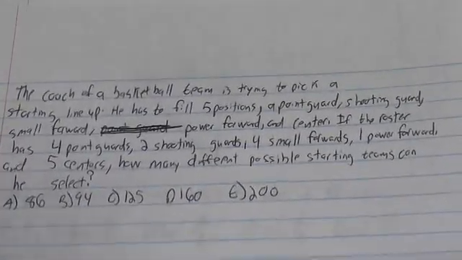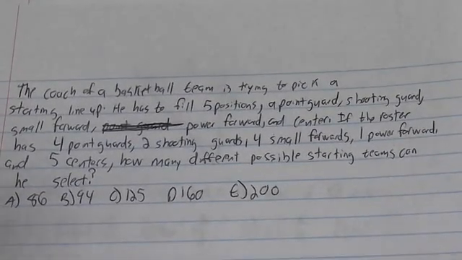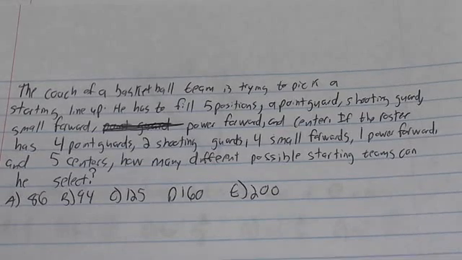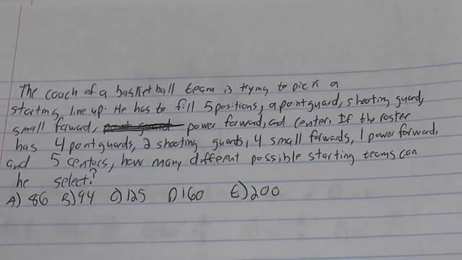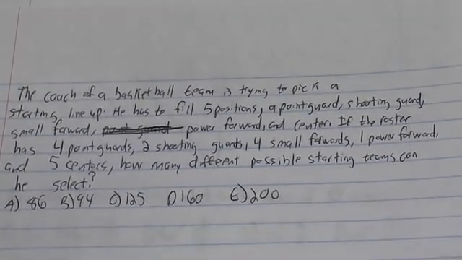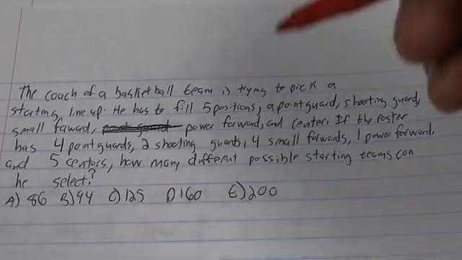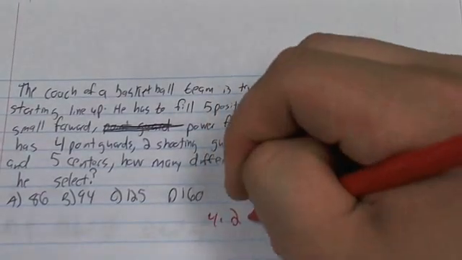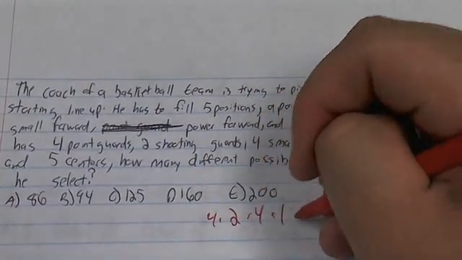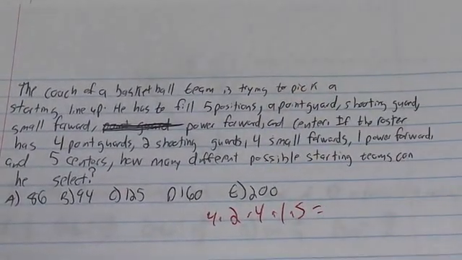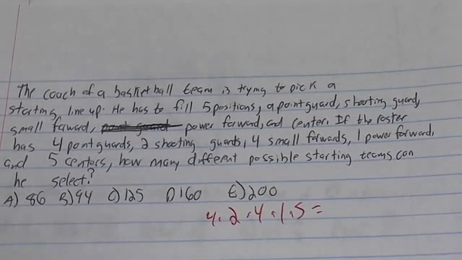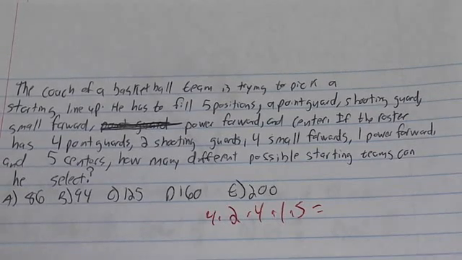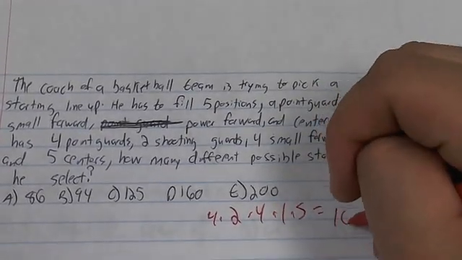So this is one of the first things we did. Remember, when you have multiple options, all you do is multiply them together. Just like when you have 3 shirts and 4 pants, how many outfits can you make? It's the number of shirts times the number of pants, okay? So we're going to multiply all of them. So it's 4 times 2 times 4 times 1 times 5. And that gives you 160.